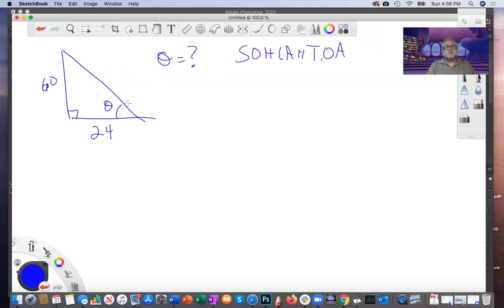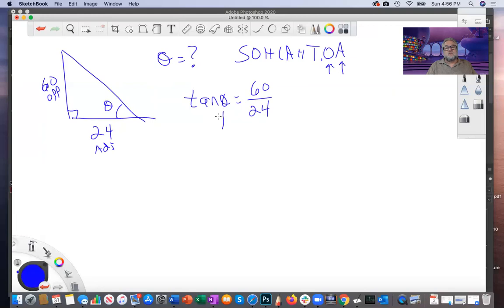So, well, I can write an equation. This is the angle theta, this is the opposite side, and this is the adjacent side. So opposite over adjacent is tangent. So tangent theta equals opposite over adjacent.